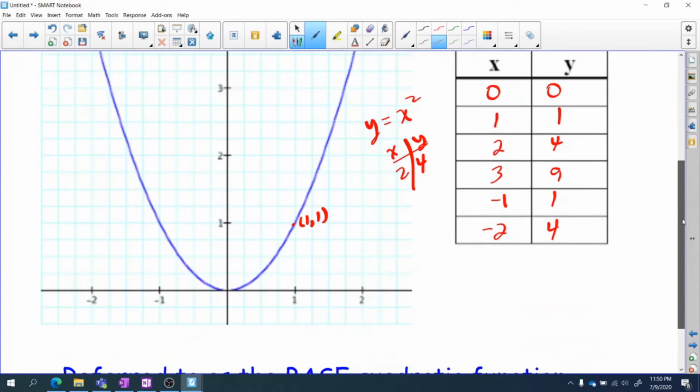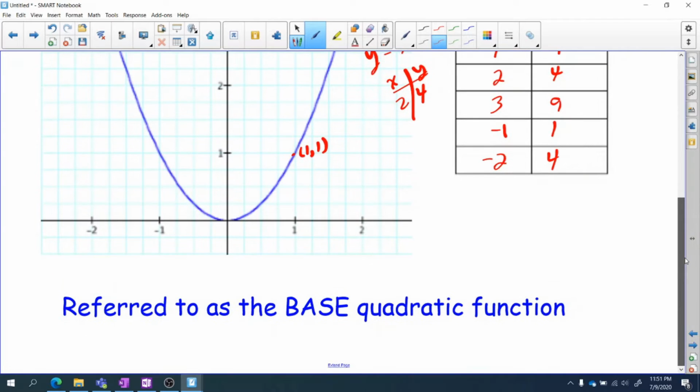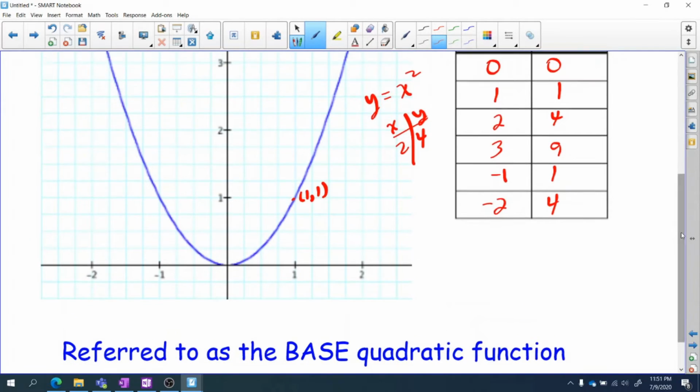And what we're going to learn to do is take this base quadratic function that you see here, and we're going to learn how to transform it. We're going to apply some transformations. We're going to identify, well, how do I know whether it's going to open up or down? How do I know whether it's going to move left or right or up or down or any of this kind of information?